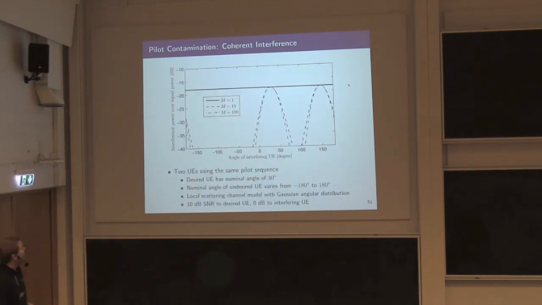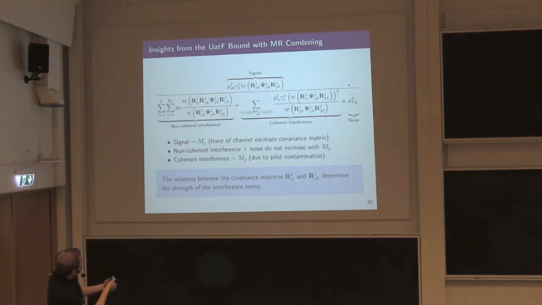And let's look at that term. What happened with the coherent interference? In the same kind of setup as before, we look at two users. We had one user at angle 30. This was my desired user. And then I varied from which angle my interfering user is. And here I show the size of this term from that user divided by the signal term here. So I see how large the coherent interference is with respect to my desired signal.